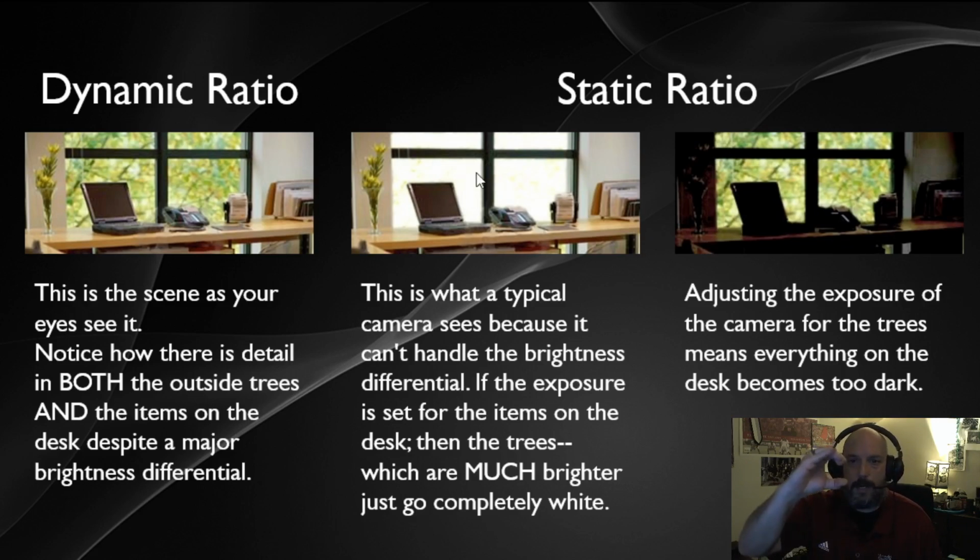But if we take that iris and close it down to let things on the outside be seen, well, the problem is now that the outside is visible, but we brought down the inside light so much that you can't see what's happening on the inside. So this is the static ratio: it can only do one type of lighting, either indoor or outdoor. It can't do both like the human eye can.